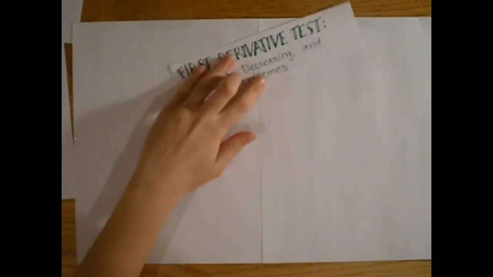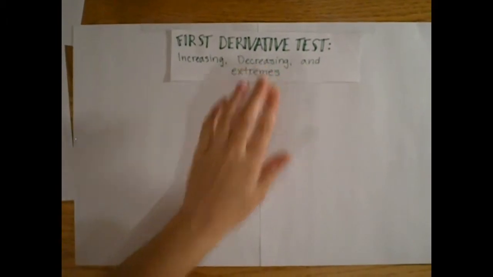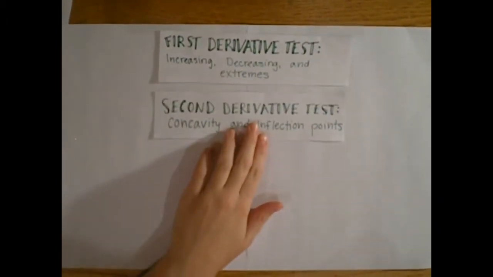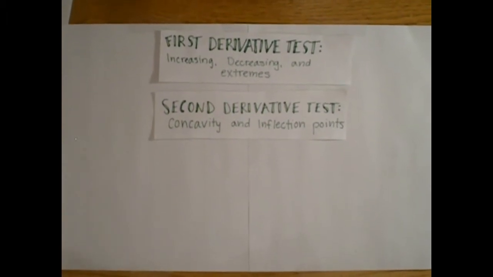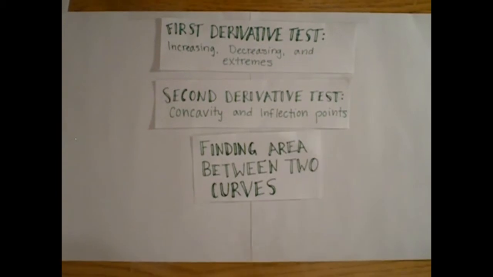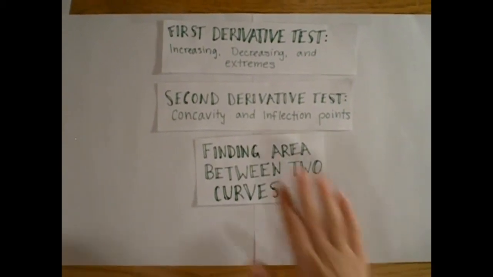We'll be reviewing 3 calculus topics. The first derivative test, to find where a function is increasing, decreasing, or their extremes. The second derivative test, to find a function's concavity and its inflection points. And finding the area between 2 curves.